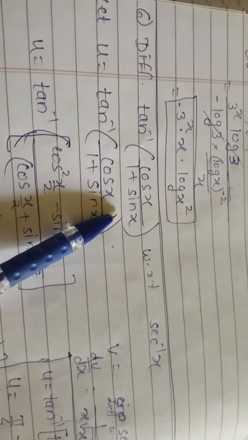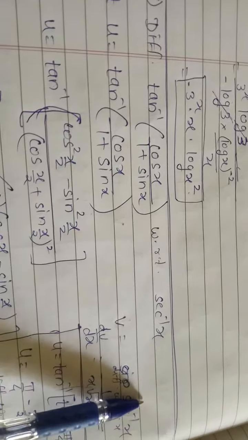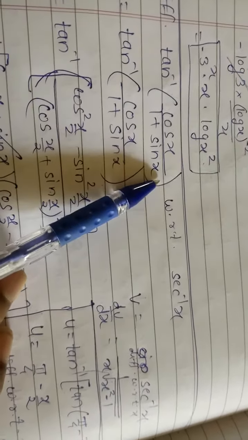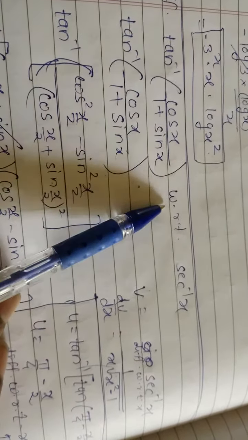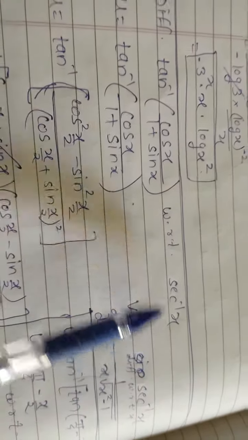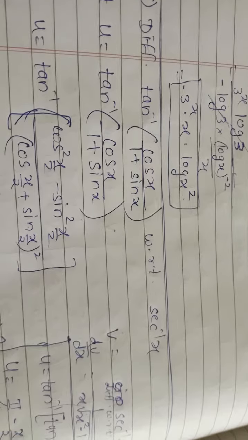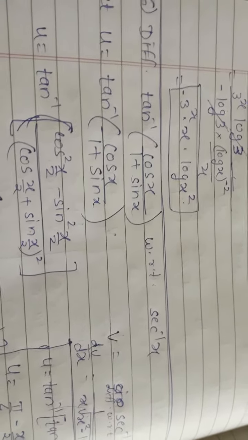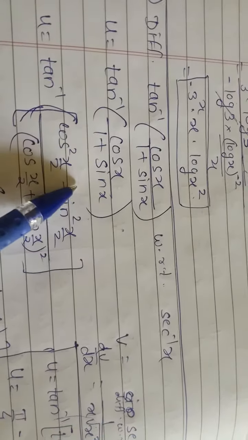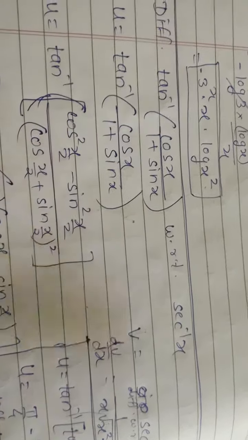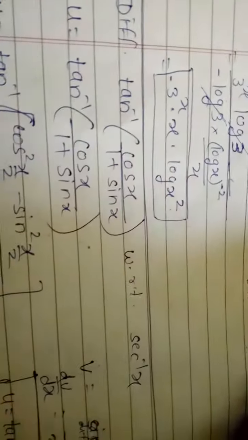Now see example number 6. Differentiate tan inverse cos x upon 1 plus sin x with respect to sec inverse x. Now consider the first quantity as u and the second quantity as v. So u is equal to tan inverse cos x upon 1 plus sin x. First see the formulas which we have to apply here.